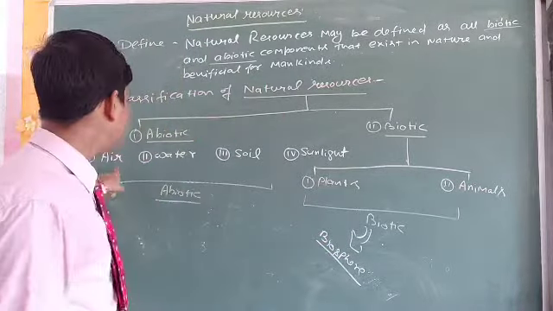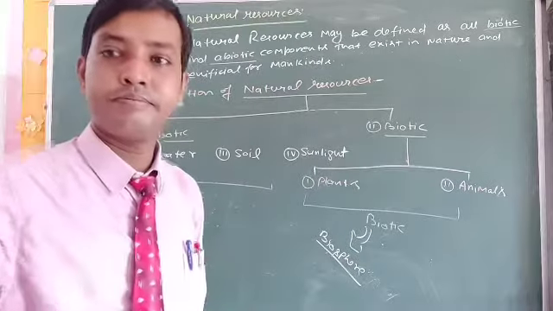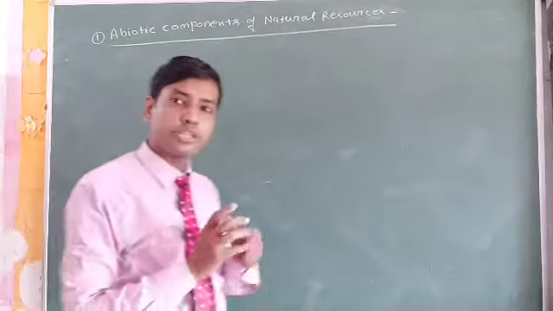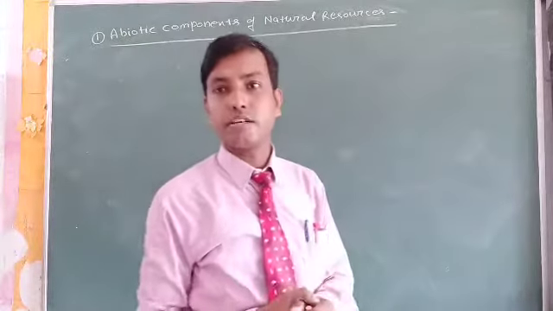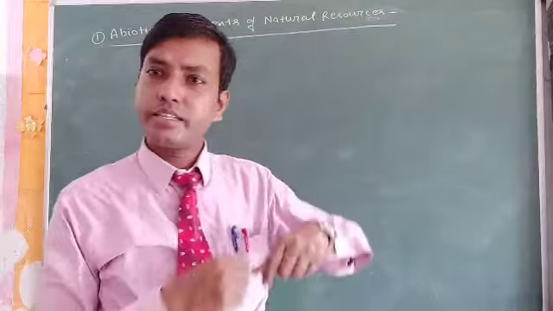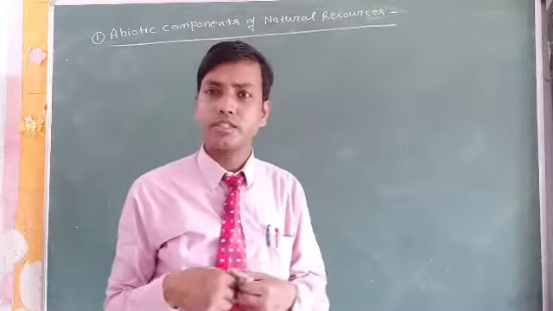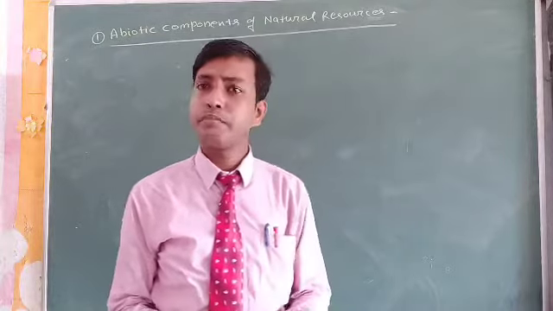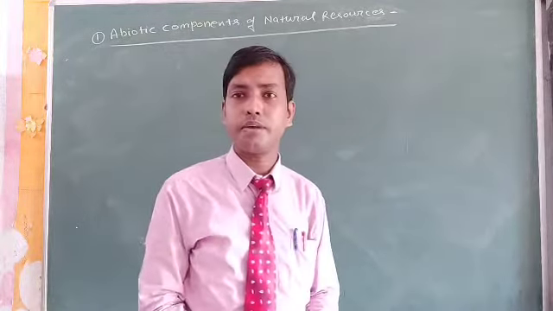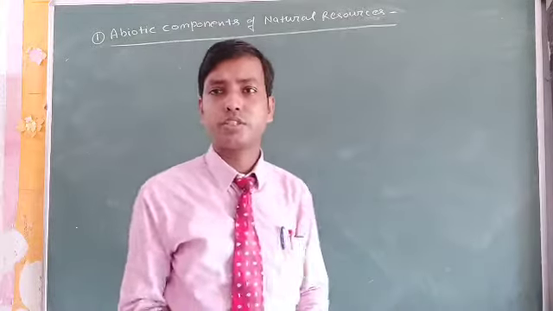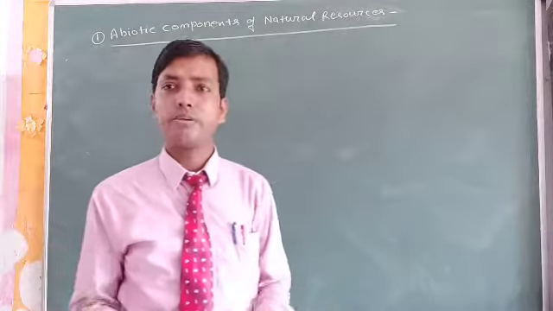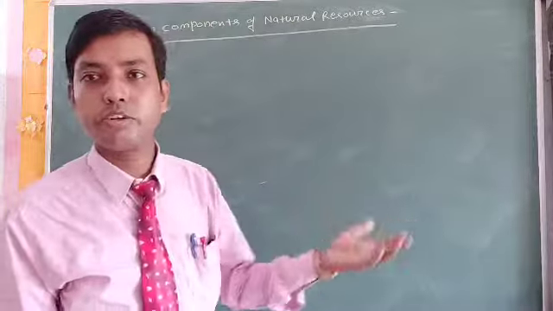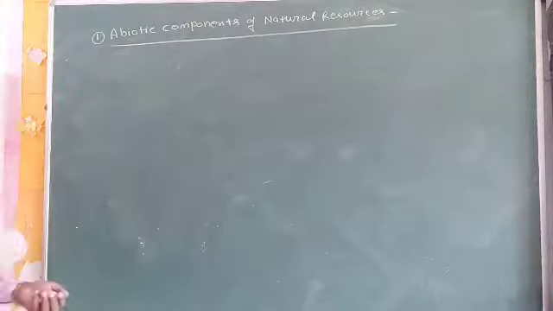Now back to air, water and soil, the abiotic components of natural resources. Natural resources are beneficial for us, beneficial for mankind. If something exists in nature but has no role for us or for other animals, it will not be part of natural resources. It may be part of the ecosystem or our earth's environment, but it is not a natural resource. Natural resources are beneficial for me, for other animals and for other human beings.